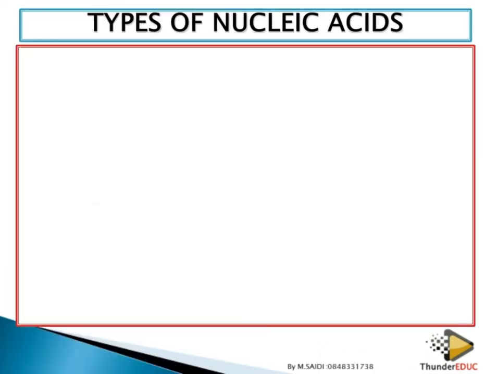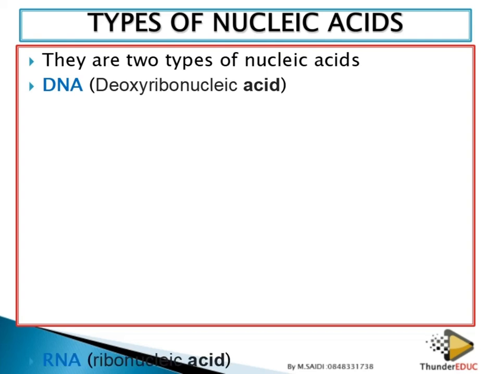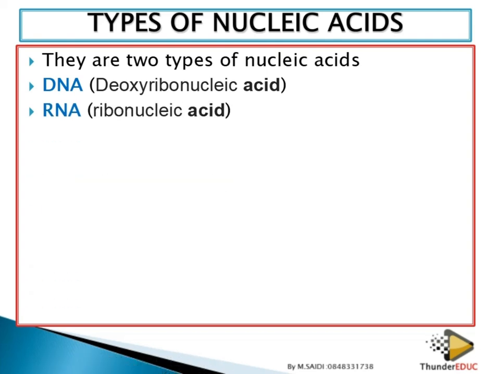Then we look at types of nucleic acids. There are two types of nucleic acids. The first one is DNA, and DNA in full is called deoxyribonucleic acid. Then it is followed by RNA. RNA in full is called what? Ribonucleic acid.